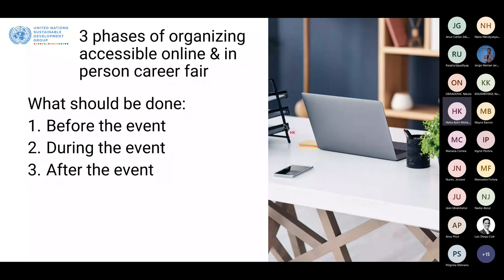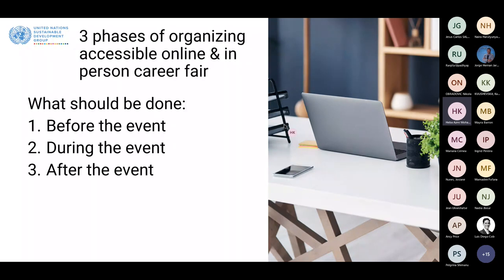So what are the three phases that we have to go through in order to organize an inclusive career fair? We have to ask ourselves, what are the measures that I need to take before the event starts? What measures do I need to take during the event? And what measures do I need to follow up with after the event?